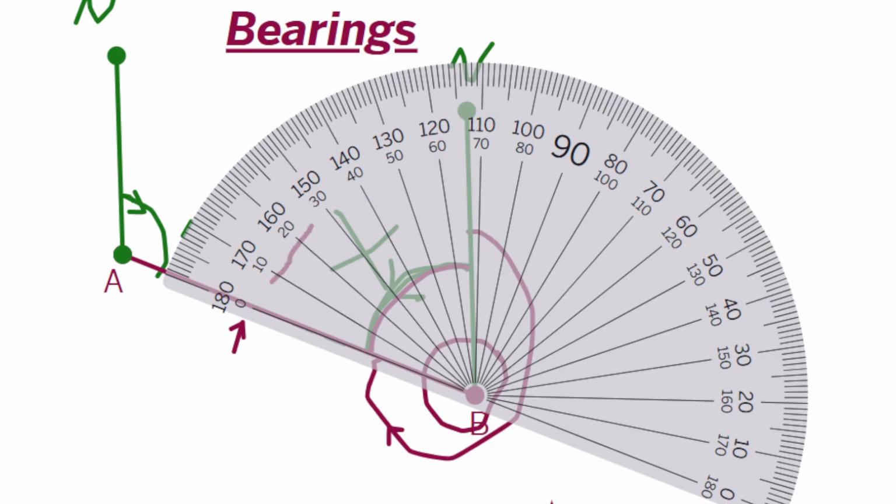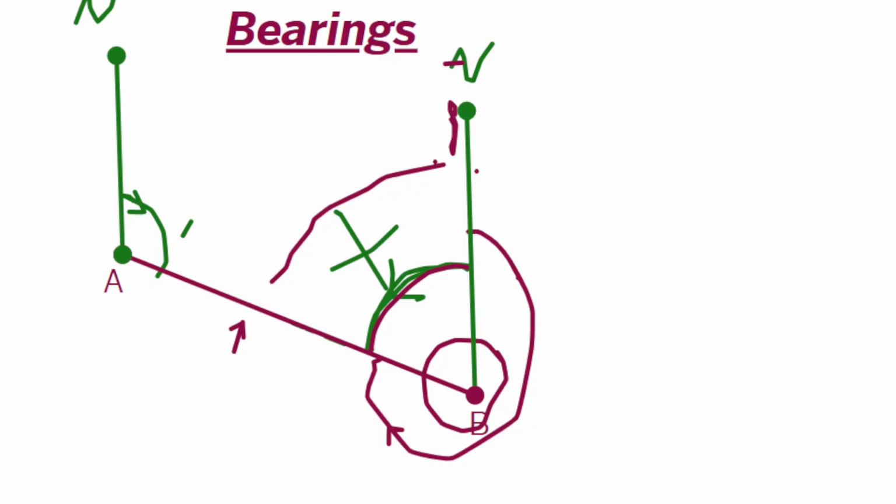So 10, 20, 30 until here. This is 60 and this is 70. And in the middle, this is 65. So it's around 66. Alright, so we got it. Thank you, protractor. So this angle inside here is 66. Let me just make this a little bit clean.